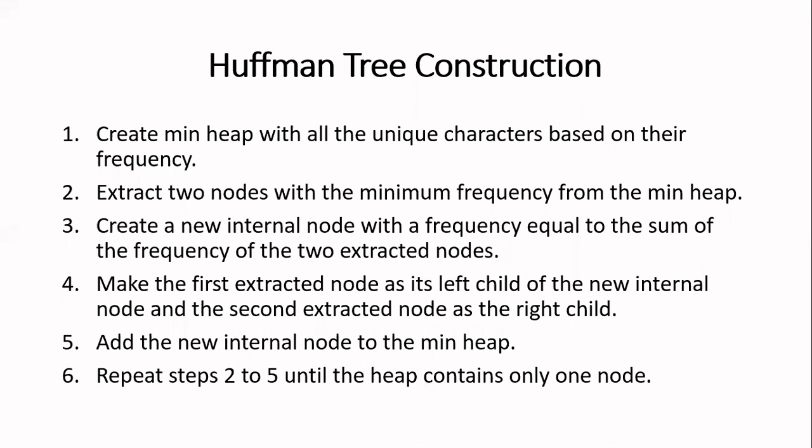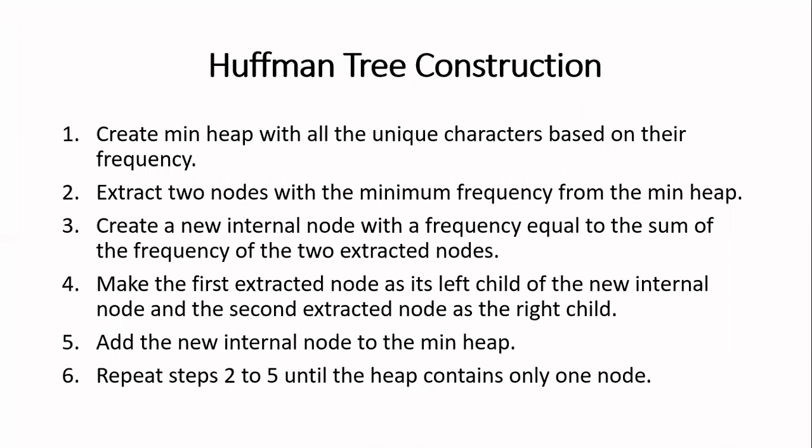And this node should have a frequency. To calculate the frequency of this node, we find the sum of the frequencies of the two extracted nodes. Once you find the sum of the two frequencies, you create a new node with that value. Then in a tree, every node is going to have children. Now I'm going to attach child nodes to the newly created internal node.